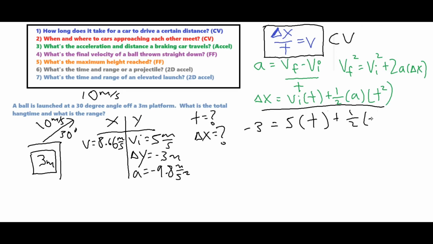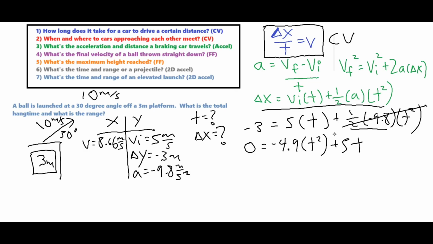One-half times -9.8, and then t squared. Okay, so if we set this equal to 0, 1/2 times -9.8 is -4.9 times that t squared. Okay, that takes care of this one. And then plus 5t, which is this one over here. And then if you add 3 to both sides, it just brings a 3 over here.